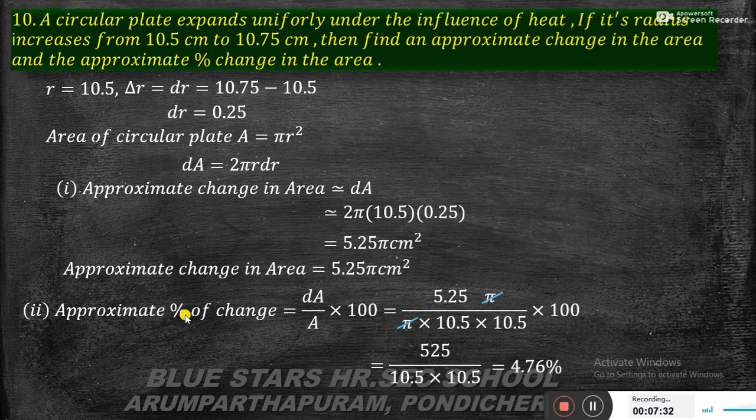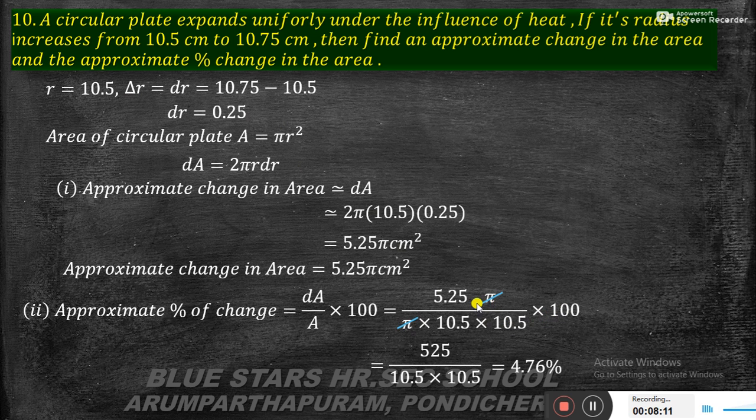Next we calculate the approximate percentage change. We know the approximate percentage change is dA by A into 100. The approximate change in the area we denote as dA, so dA equal to 5.25 pi centimeter square. I substitute 5.25 pi by A, where A equal to pi r square. So here I write pi into the r value 10.5, so r square means 10.5 into 10.5, into 100.